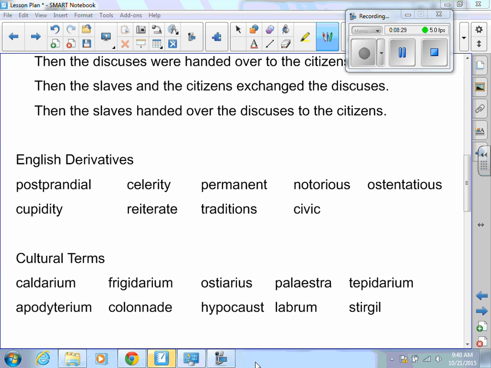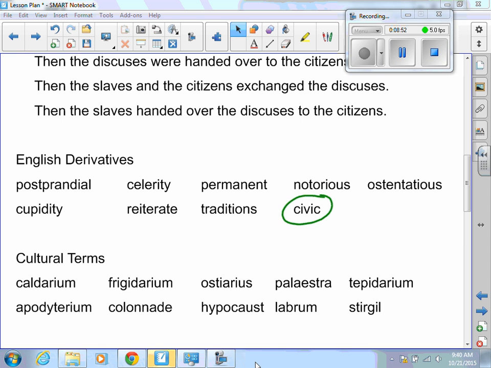Traditions, this is to hand down or hand over to a different generation. So a tradition is the handing down of some kind of cultural aspects. Civic has to do with citizenship. Citizens are expected to vote, to do those kinds of civic duties. This is a political term. So if I have a civic duty, I have a political obligation.